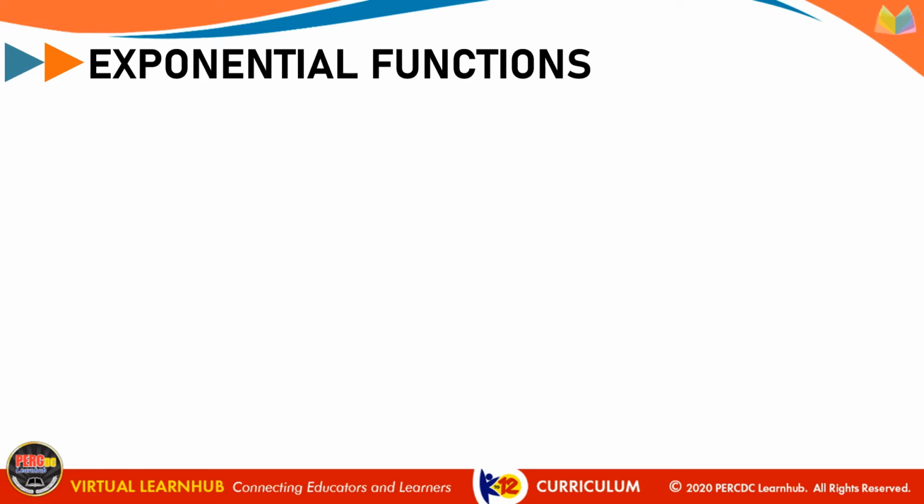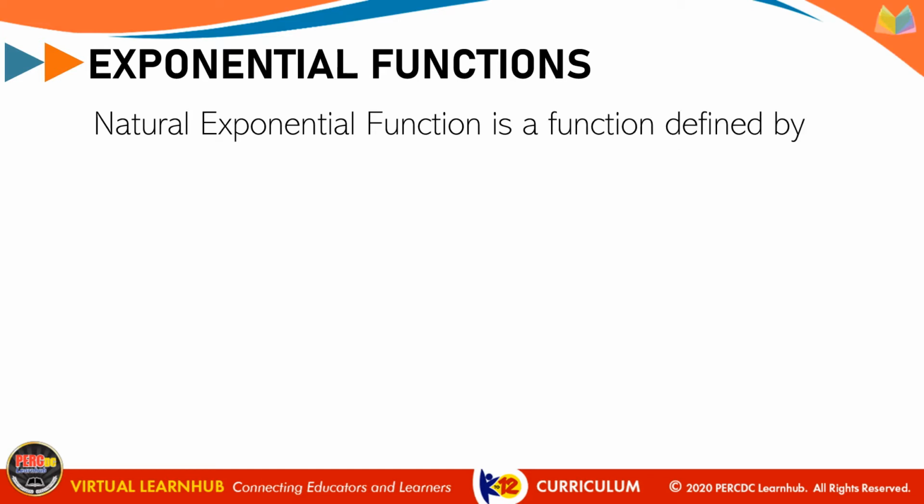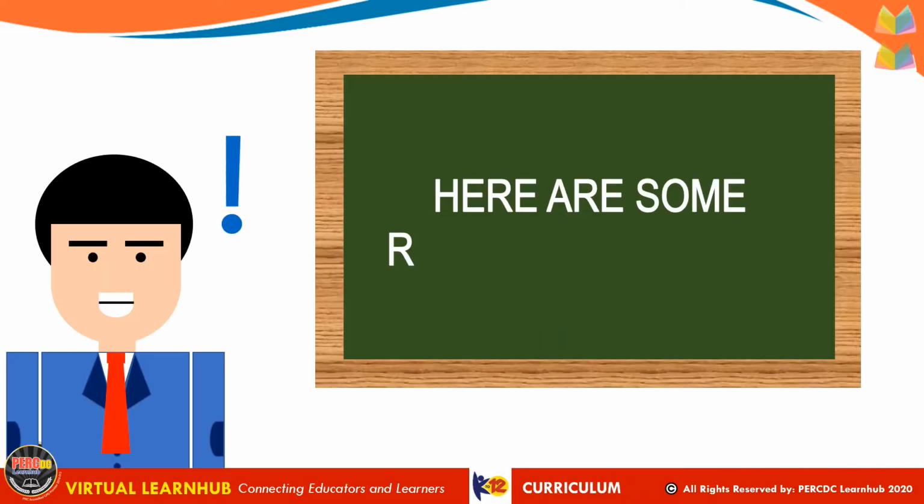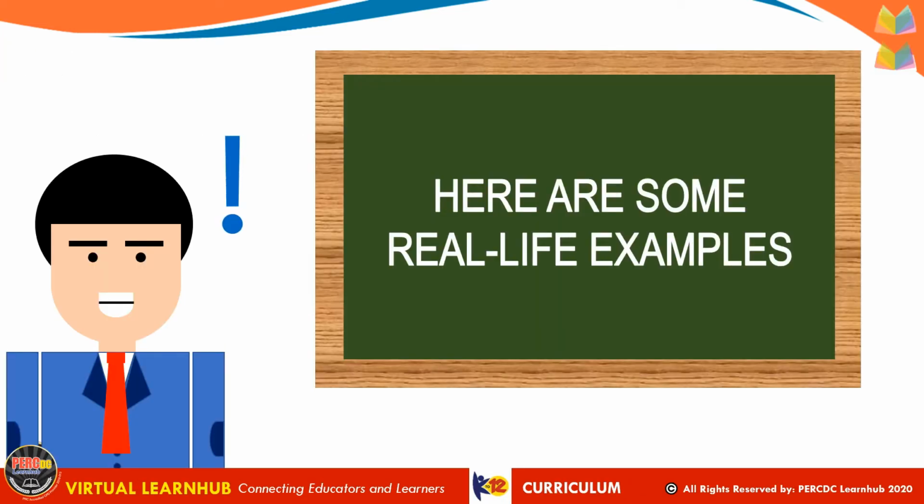However, there is another type of exponential function where its base is a constant called Euler's number, represented by small letter e. And this is what we called natural exponential function. The natural exponential function is a function defined by f of x equals e raised to x, where e is accurate to 8 decimal places, 2.71828183, and called Euler number in honor of the mathematician Leonhard Euler. Let's provide some real-life examples.